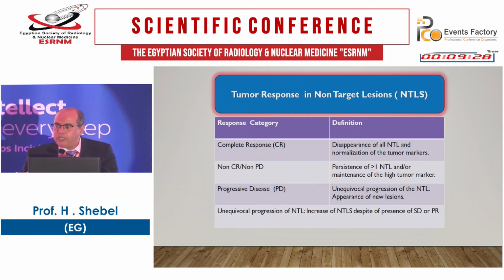And in some situations and in some cases, we cannot find target lesions. We cannot find sizable lesions of 10 millimeters or more. So we rely on the non-target lesions. In this case, we will use this table because we don't have target lesions, just non-target lesions. So this is the meaning of complete response regarding the non-target lesions.